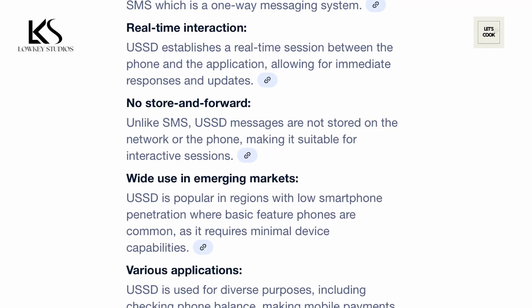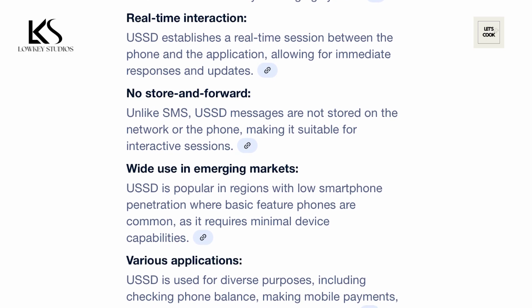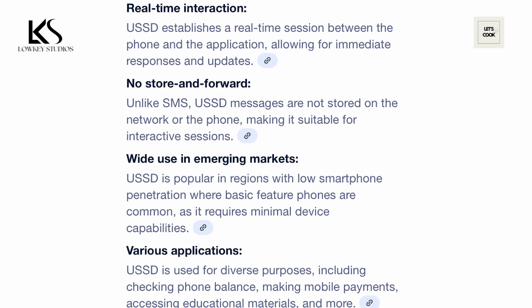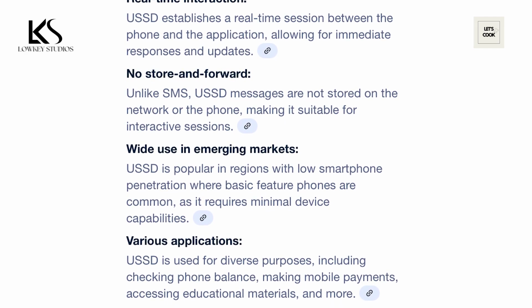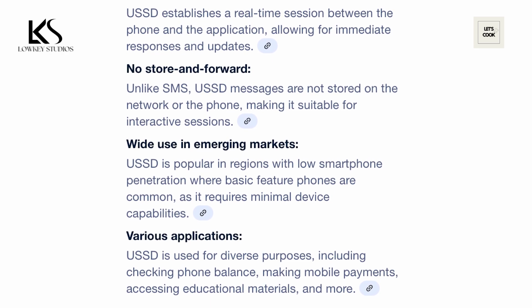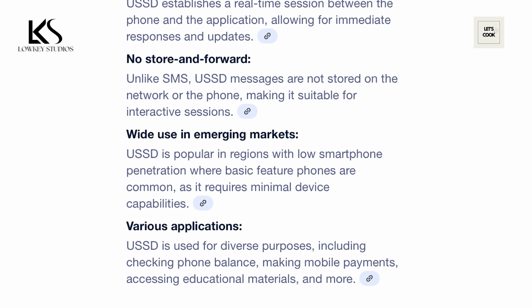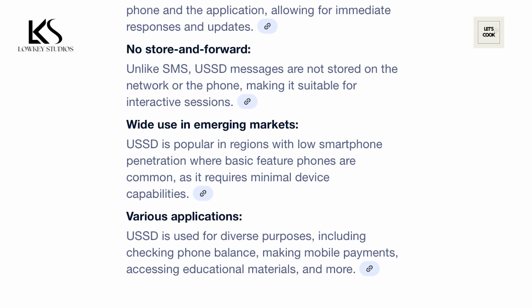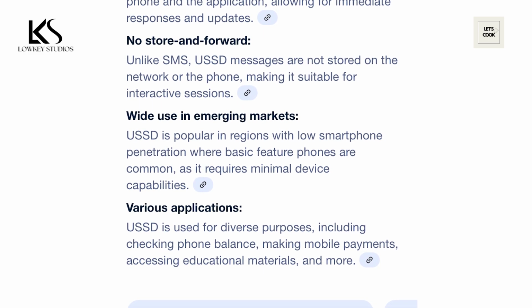And then wide use in emerging markets, that is USSD is popular in regions with low smartphone use. So even if your region doesn't have smartphones, you can use it, which penetrates where basic feature phones are common, as it requires minimal device capabilities. And then various applications. USSD is used for various purposes, including checking phone balance, making mobile payments, accessing educational materials, and more. So basically, that is what USSD means.